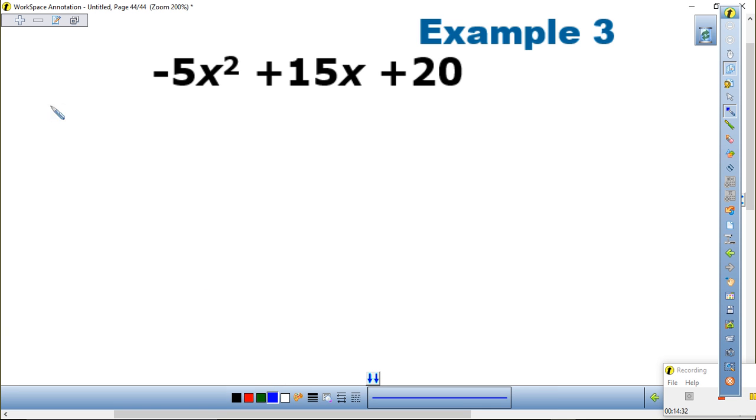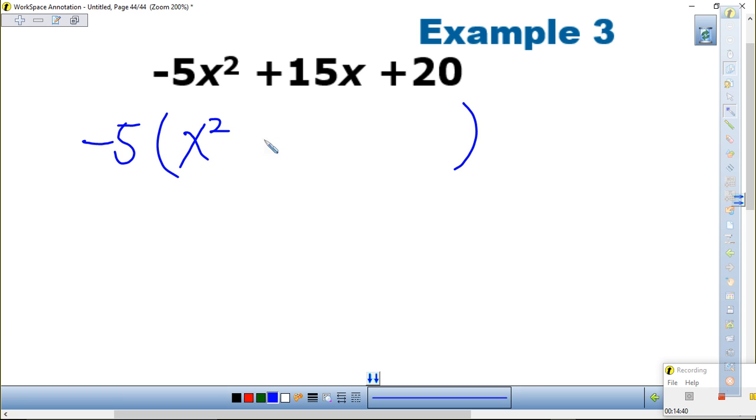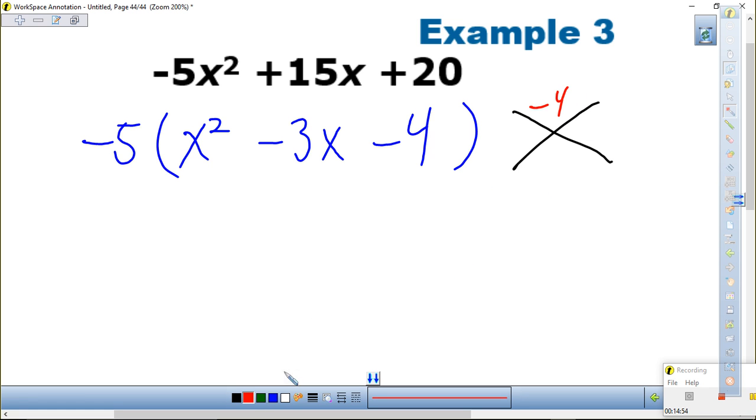Cassandra, what's our GCF? Negative 5. Negative 5, and we're left with what after that? X squared minus 3x minus 4. Hands if you got up to right there. Okay, good. And I'll get you started with the next step. There it is. Negative 4. Negative 3.